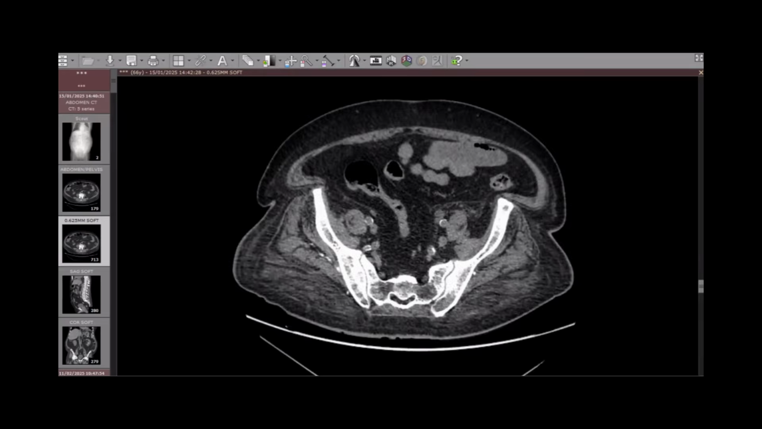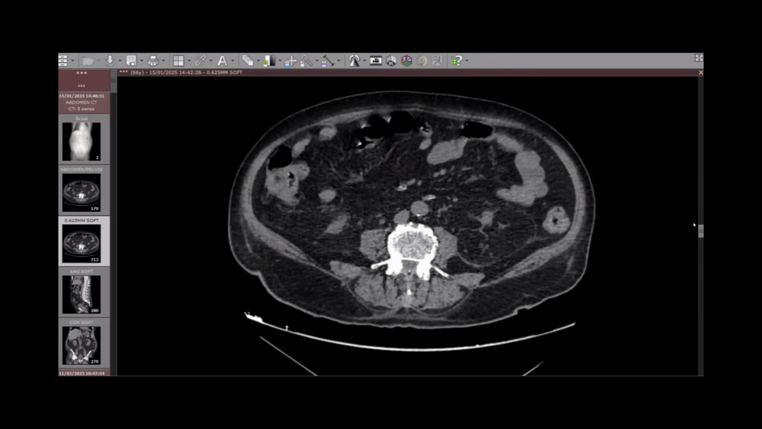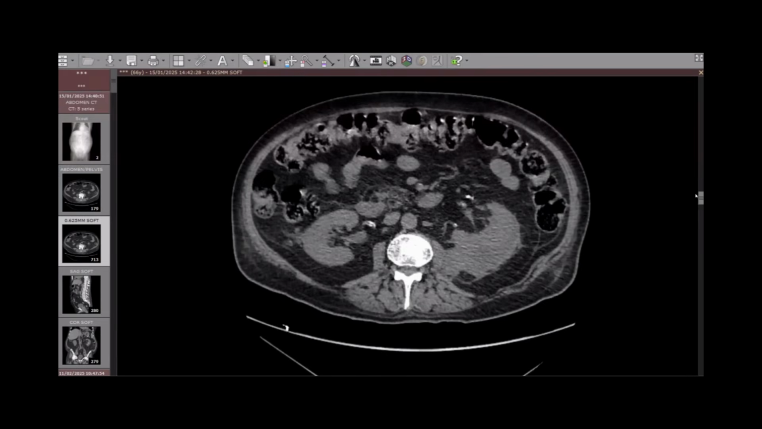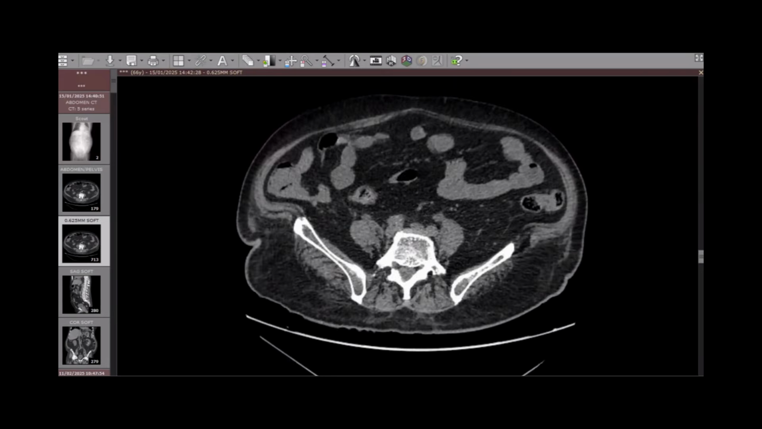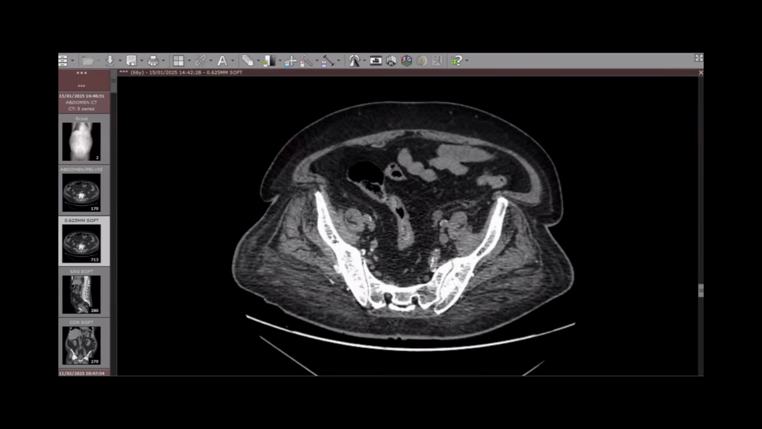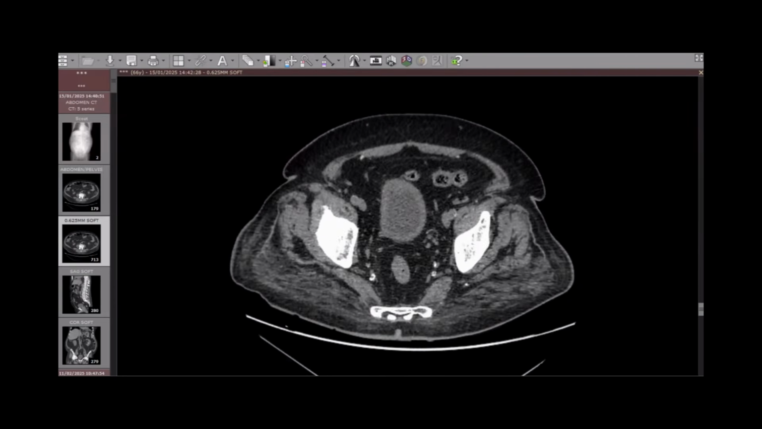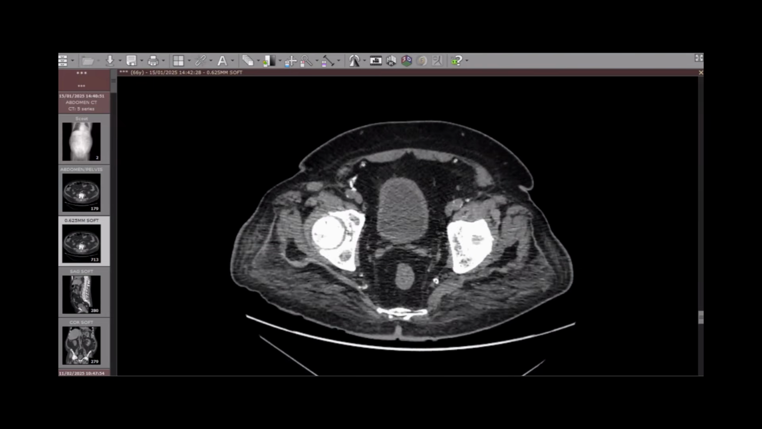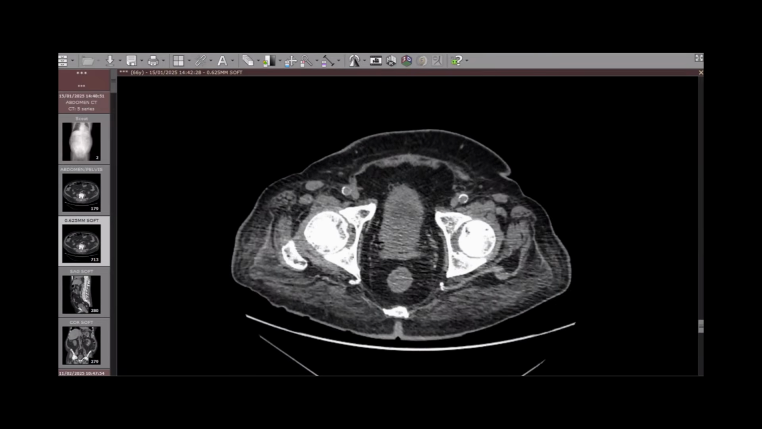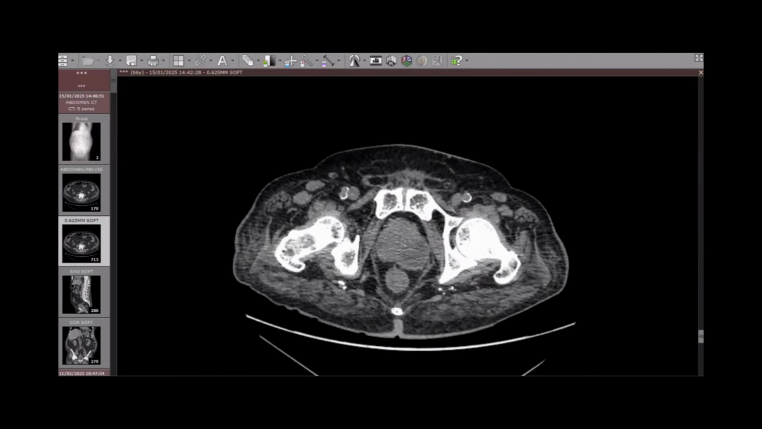I wanted to follow the left ureter also. The ureter is mildly dilated, but we don't have any stones, as you said. I will go down to look at the urinary bladder. The urinary bladder also has a relatively thick wall, but maybe because it's not distended. Also, I can appreciate evidence of a hypodense collection within the prostate, localized at the left peripheral zone of the prostate gland.